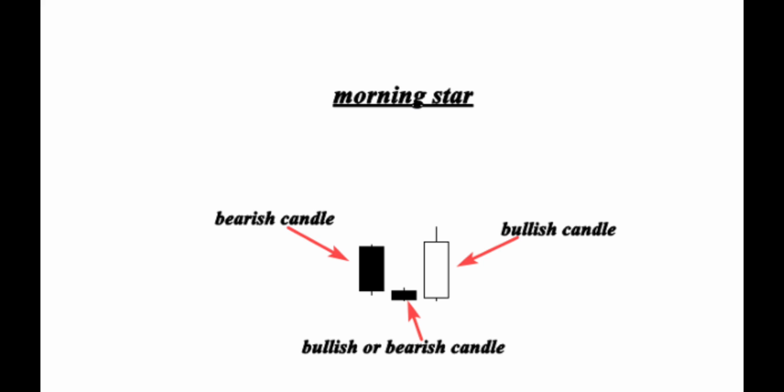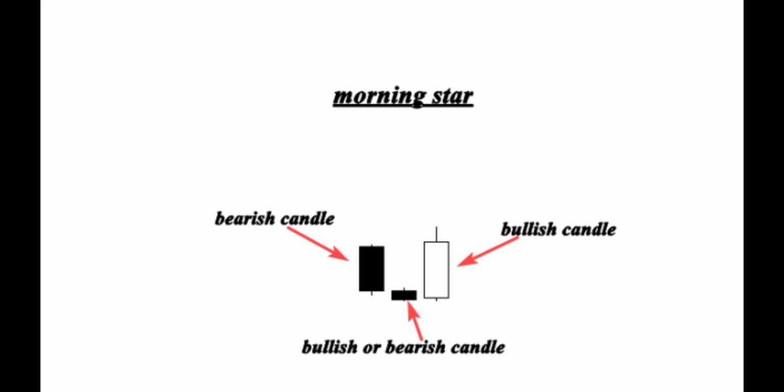The first candlestick is bearish, which indicates that sellers are still in charge of the market. The second candle is a small one, which represents that sellers are in control, but they don't push the market much lower, and this candle can be bullish or bearish. The third candle is a bullish candlestick that gapped up on the open and closed above the midpoint of the body of the first day. This candlestick holds a significant trend reversal signal.